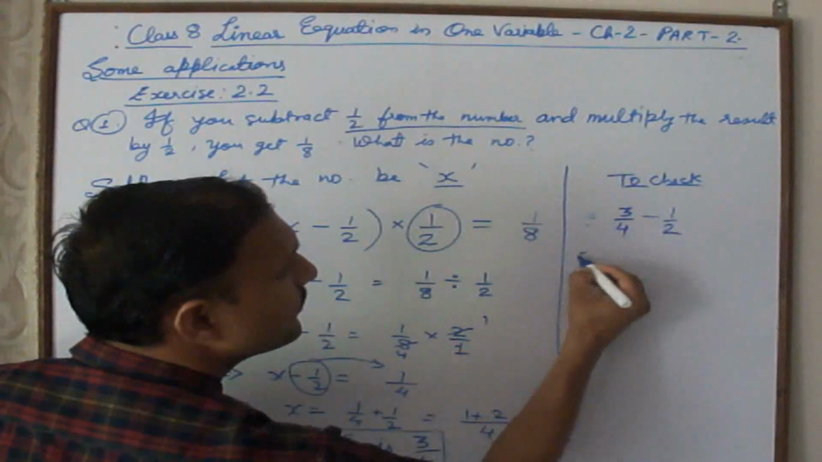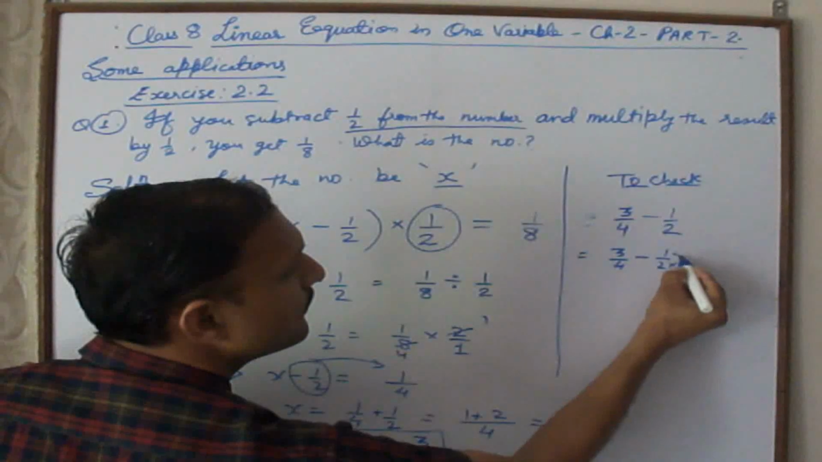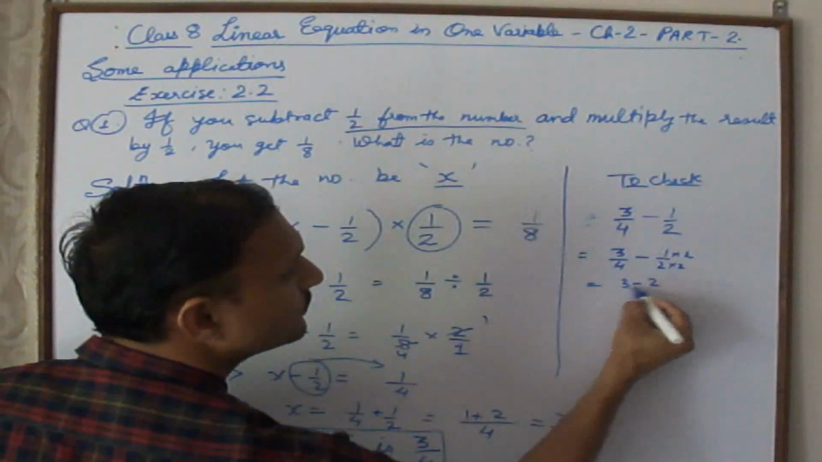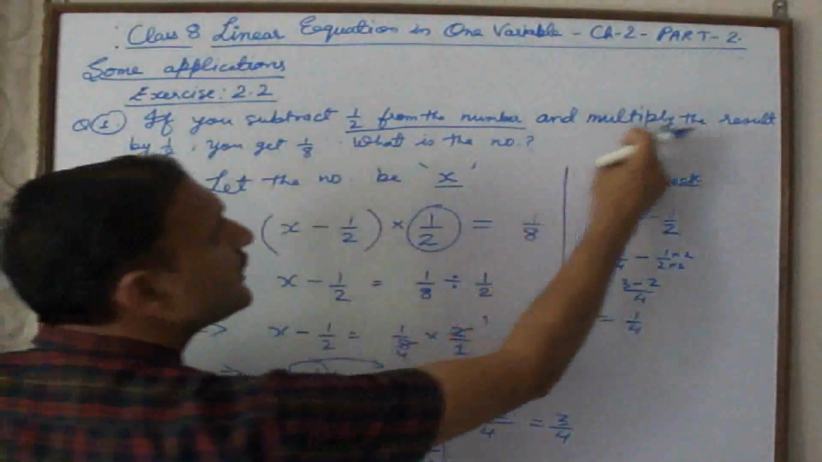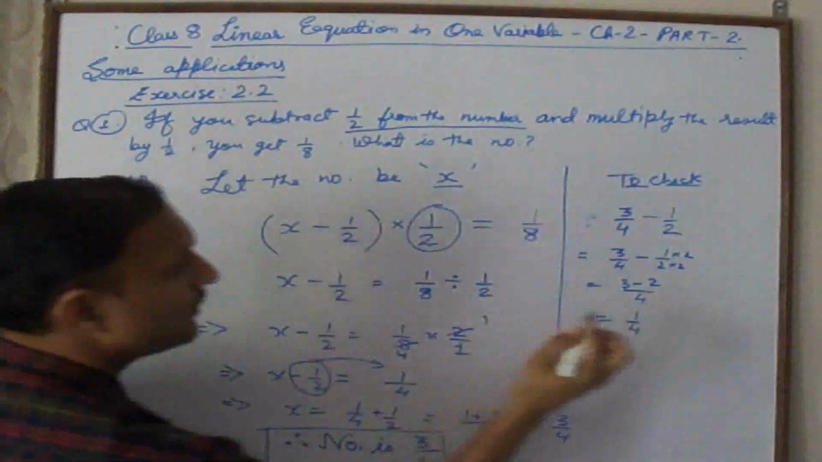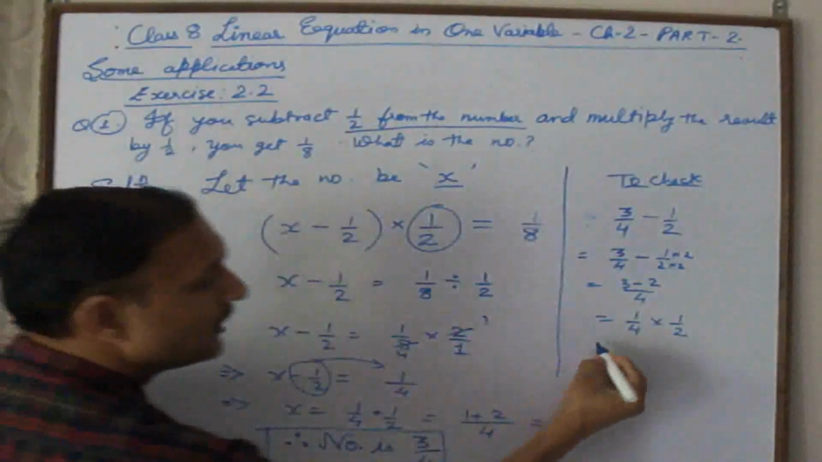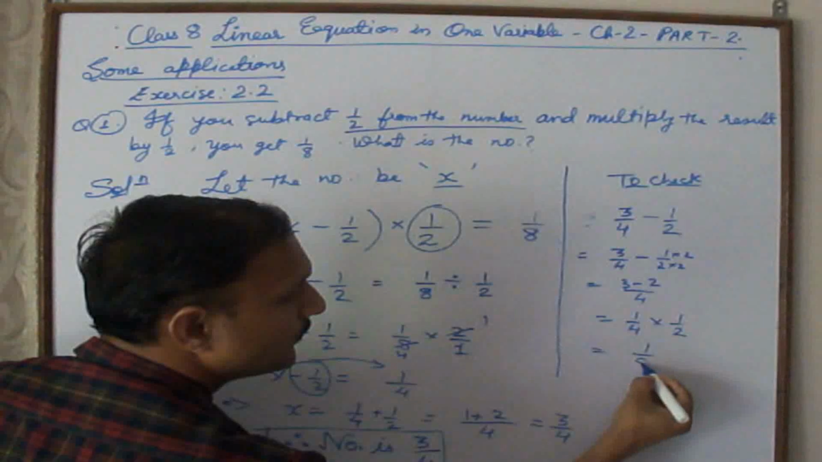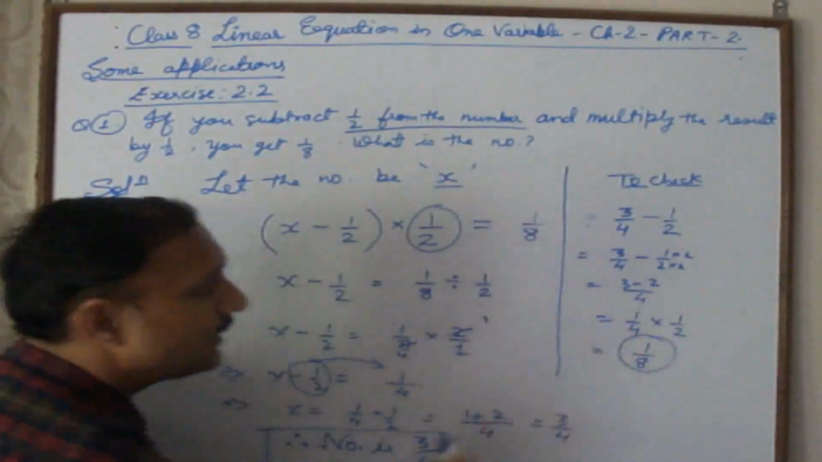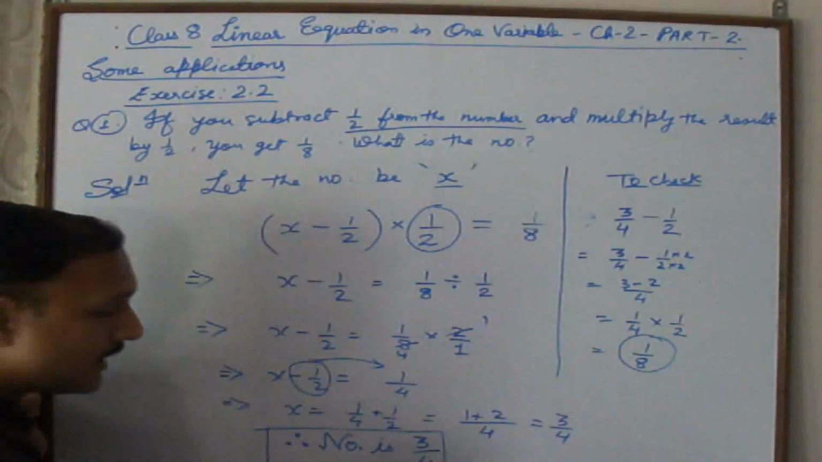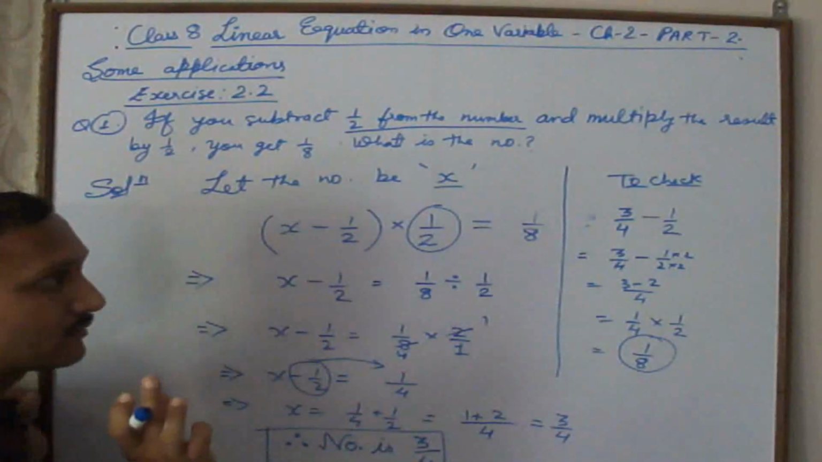So subtracting from 3 by 4, make the denominator the same, LCM. The result is 1 by 4. And multiply the result by 1 by 2. Multiplying, 1 times 1 is 1, 4 times 2 is 8. You get 1 by 8, and we are getting 1 by 8. That means we are correct. Our solution is correct. So the answer, x, is 3 by 4.